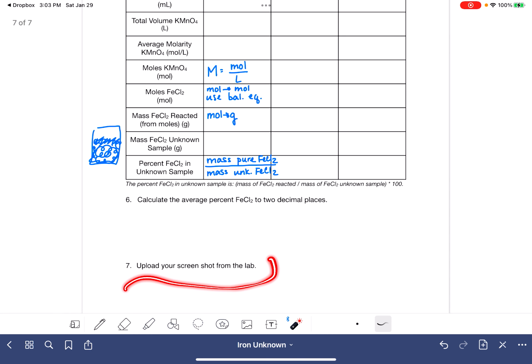Last but not least, make sure you upload a picture of your results after you type them into the software.